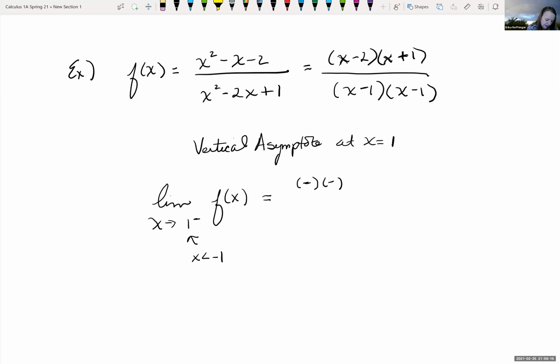So going in for values of x to the left of 1, those are values of x less than 1. If I choose a number less than 1 and I subtract 2 from it, that's still going to be negative. If I choose a number less than 1 and I add 1 to it, well, that really depends, right?